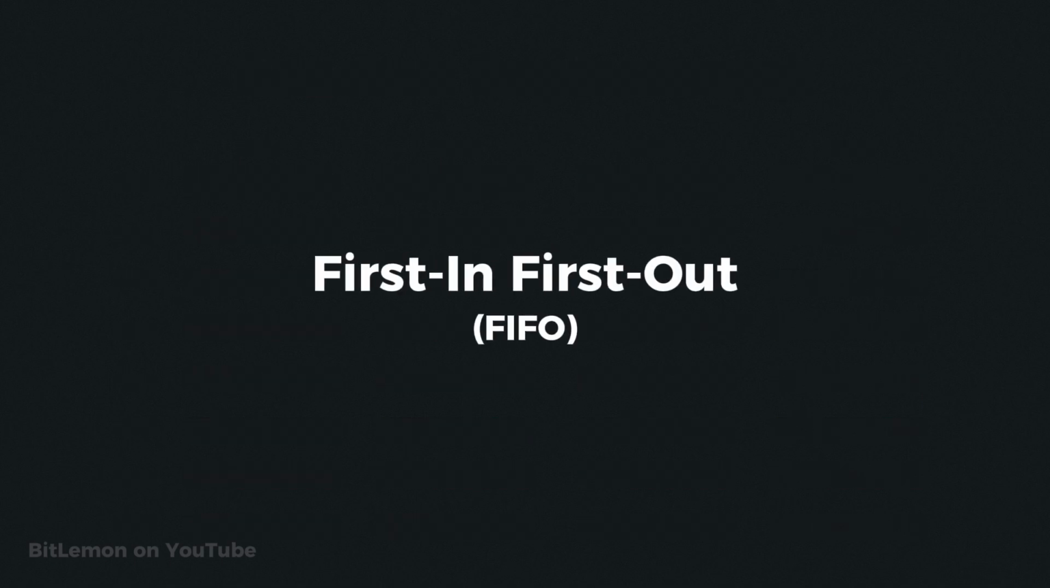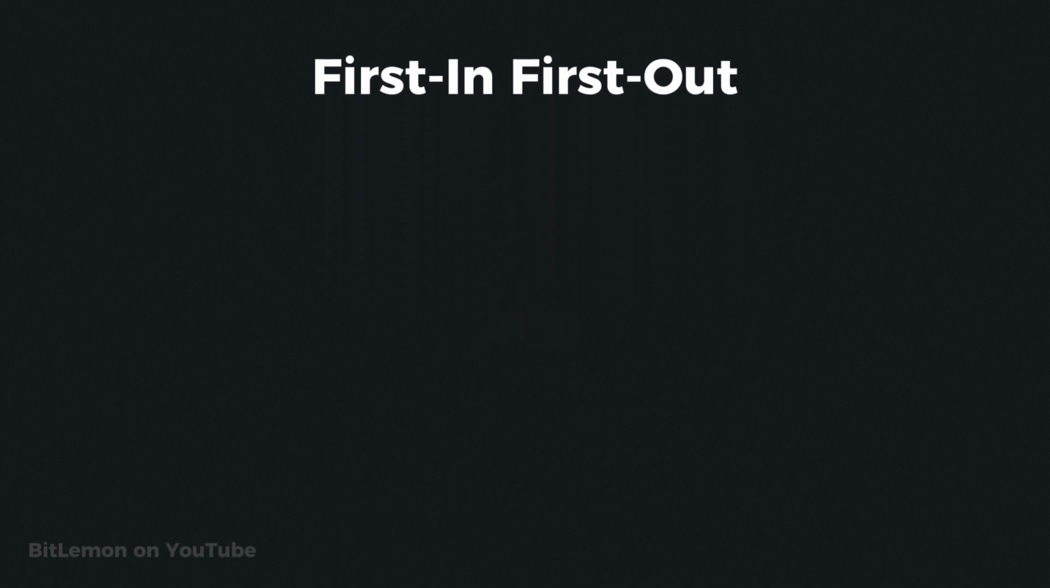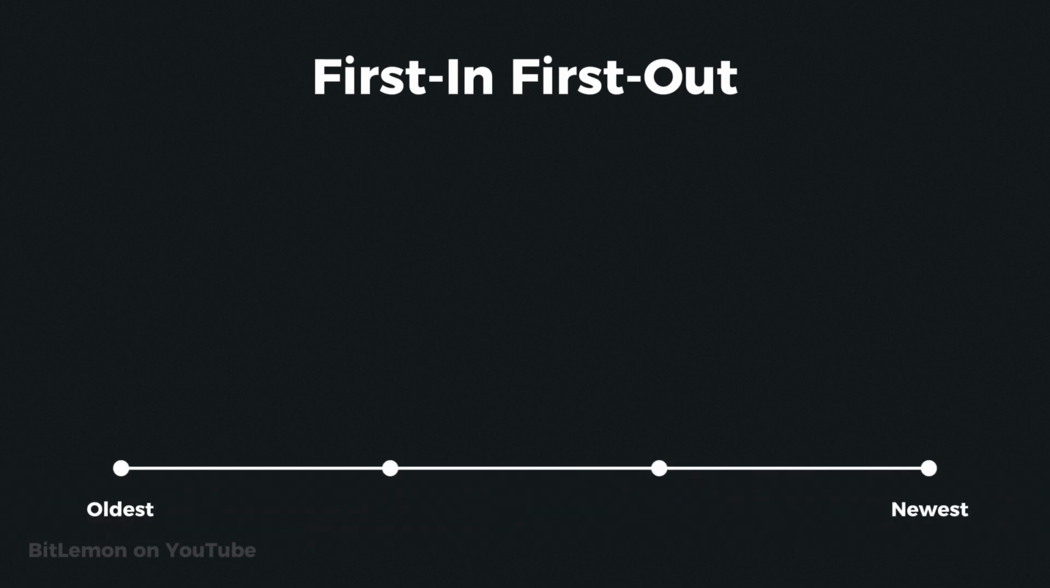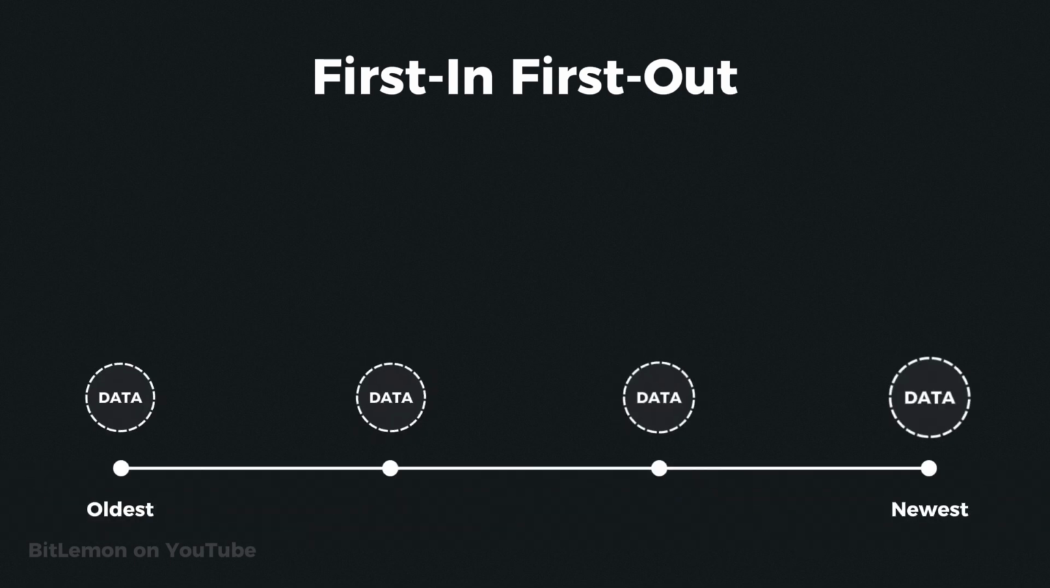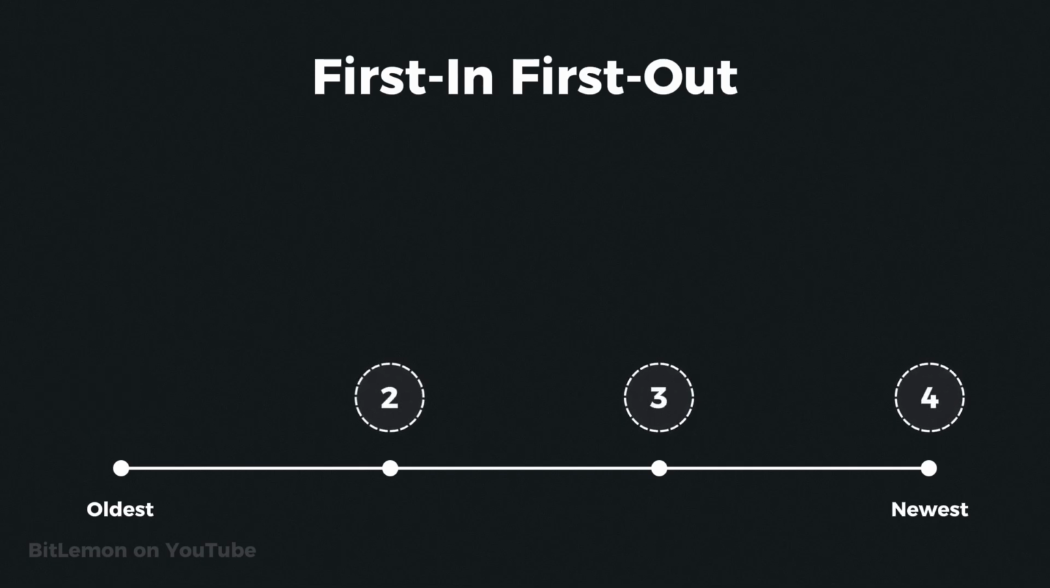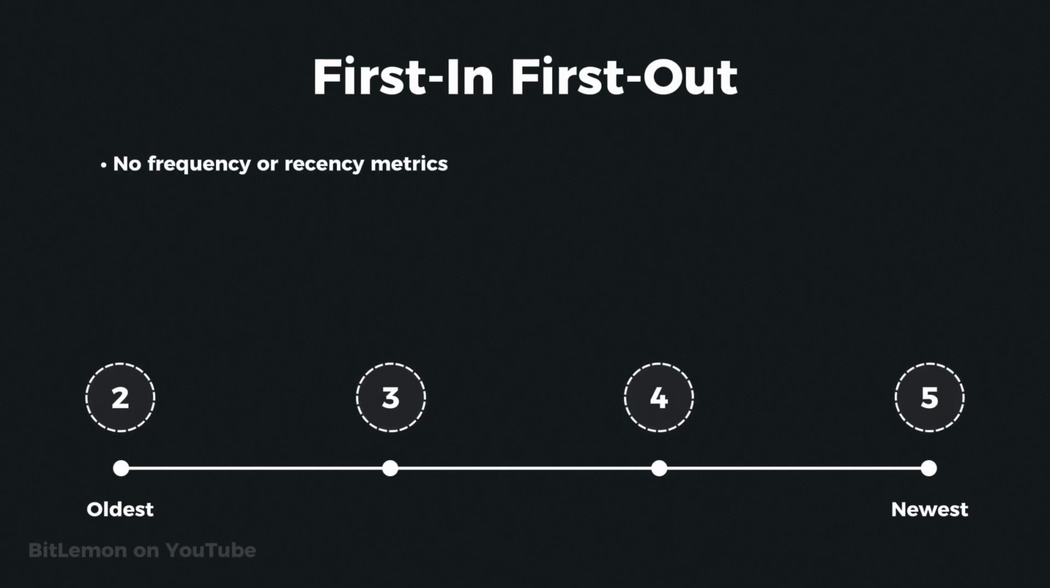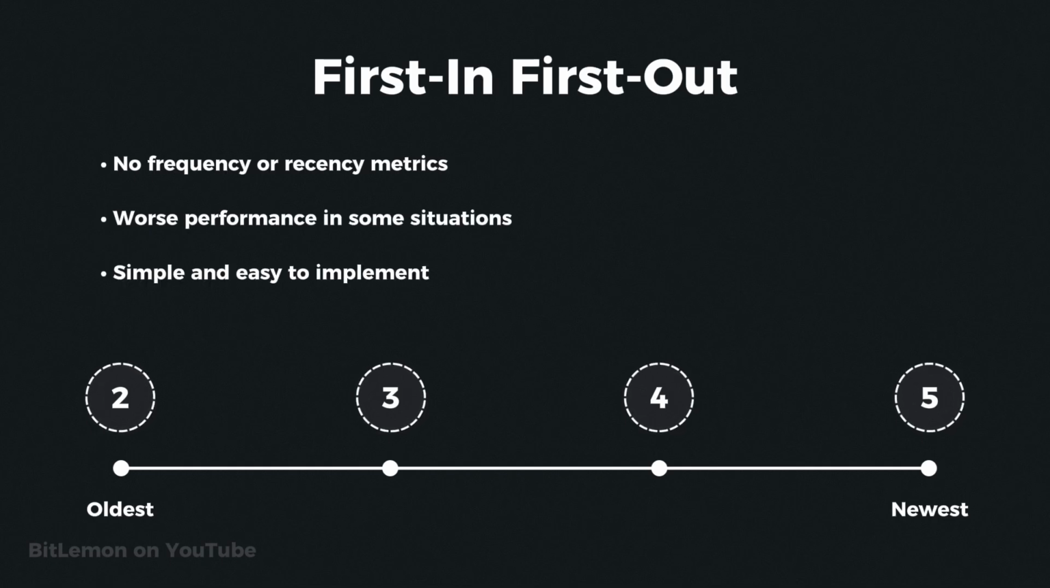The first-in, first-out algorithm is a simple policy where cache lines are evicted in the order they were loaded, regardless of how frequently or recently they are accessed. When a replacement is needed, the oldest data line, the one that has been in the cache the longest, is removed to make space. Unlike more sophisticated algorithms, first-in, first-out doesn't account for frequency or recency, which can lead to worse performance in some situations. However, its simplicity makes it easy to implement with minimal overhead.